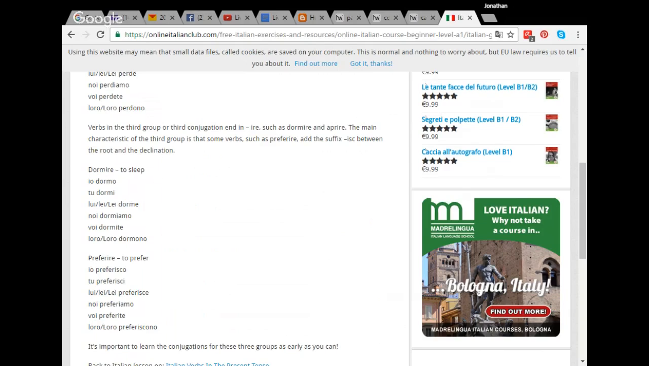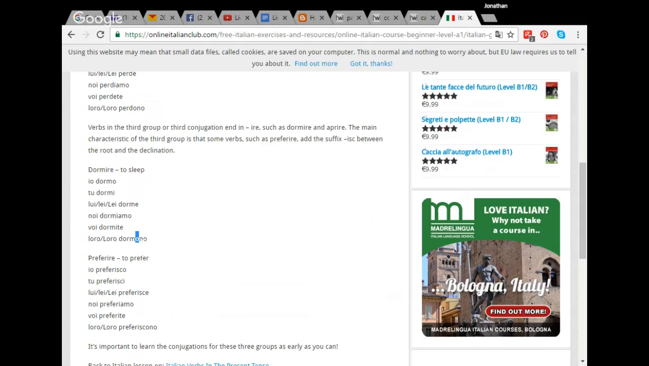And if you look at dormire, to sleep, we don't have that ISC inserted between the root and the suffix. We just have dormo, dormi, dorme, dormiamo, and here we have the letter I, dormite, and an O ending here.